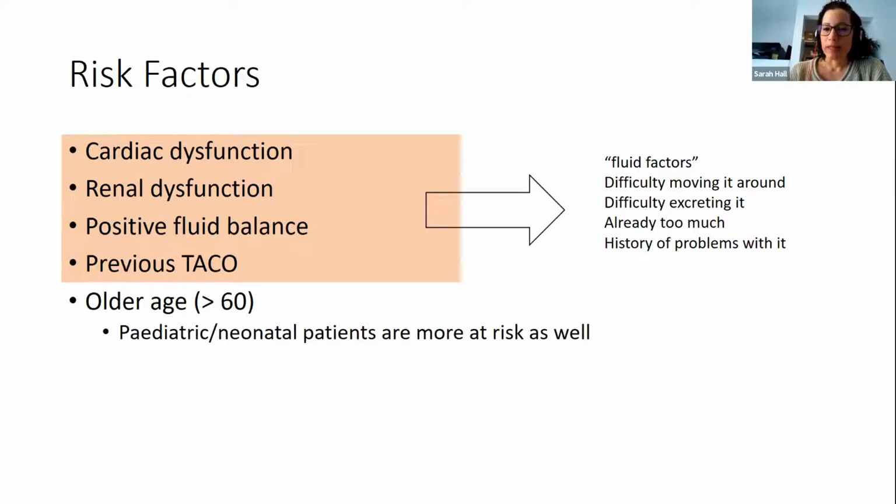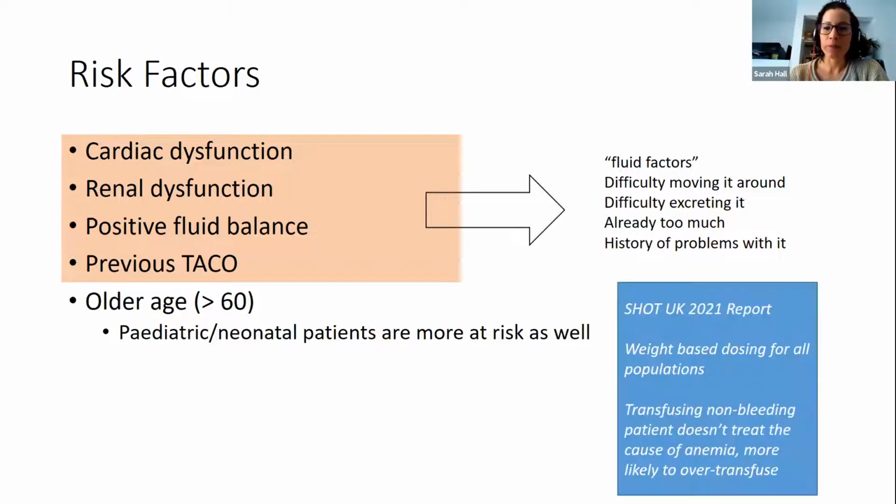But then we can also add to those risk factors. Pediatric and neonatal patients are also more at risk of having a TACO, because the amount of blood volume in the smaller bodies is not always as consistent as it is in an adult.